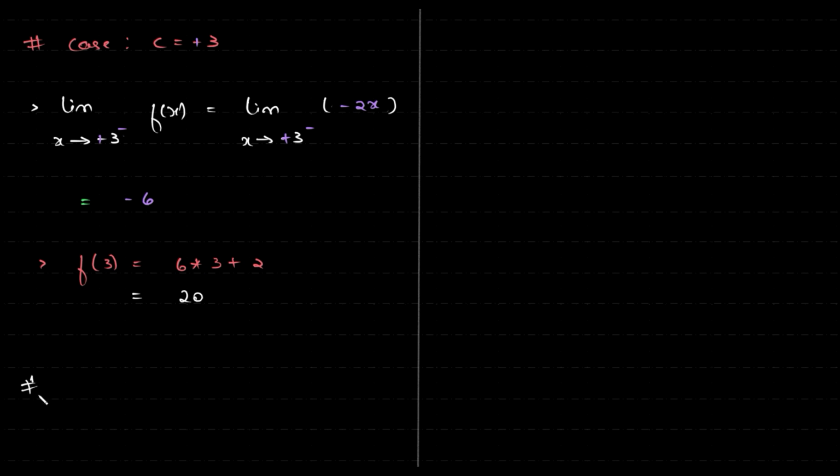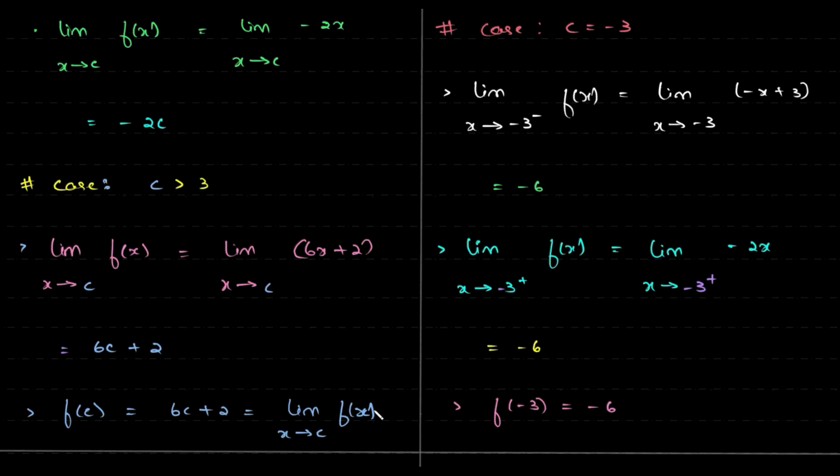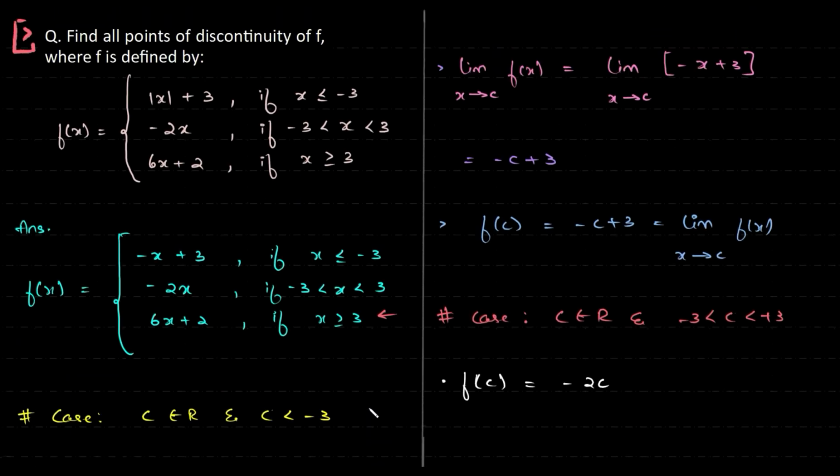And finally, we can conclude that f is discontinuous at x equal to 3 only. Again, they want us to discuss discontinuity. Yeah, find all the points of discontinuity. That's all. Don't conclude anything else. This is enough.